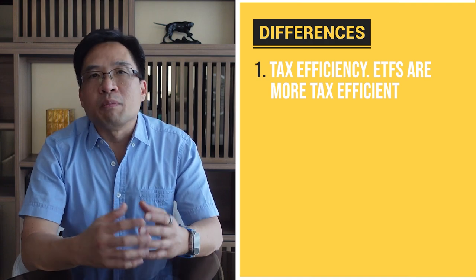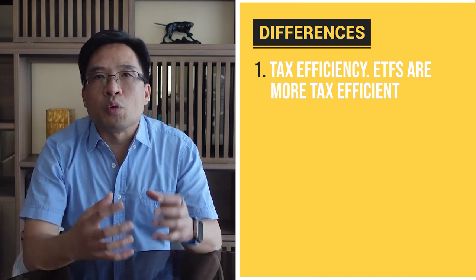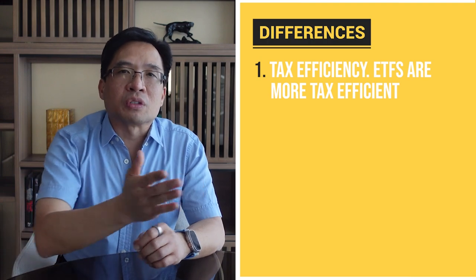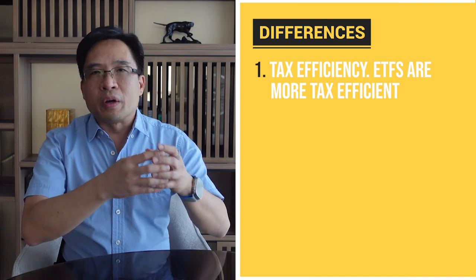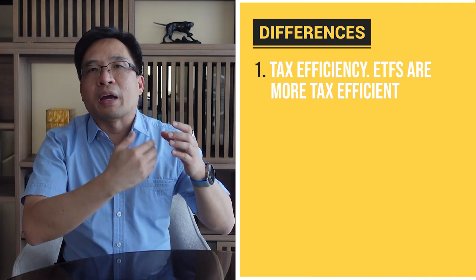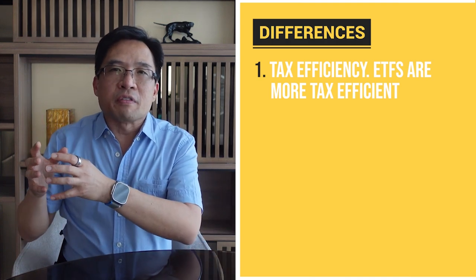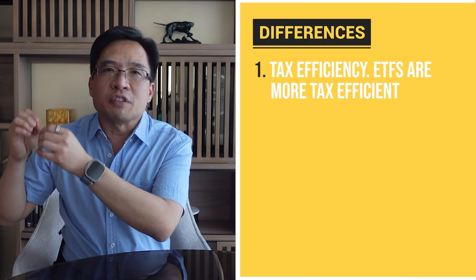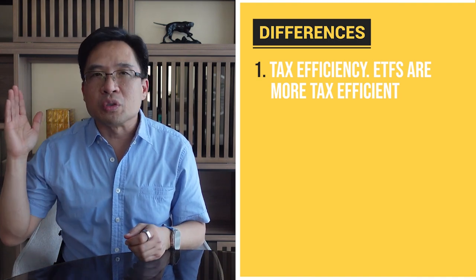On the other hand, mutual funds may generate capital gains when the fund manager sells securities within the fund, and these gains are passed to the investors of the fund. So basically, in a mutual fund, as the mutual fund trades its portfolio, you have to pay capital gains taxes on those trades. While in the ETF, you don't pay capital gains until you sell the ETF share itself. So on tax efficiency, the win goes to ETFs.